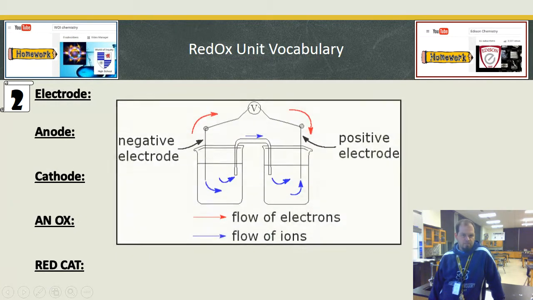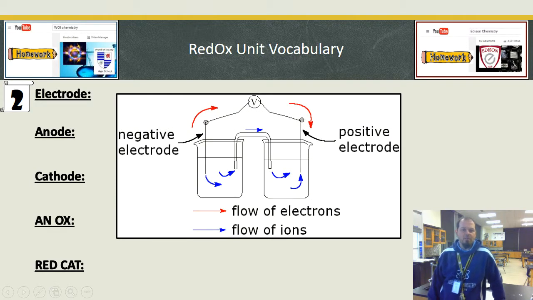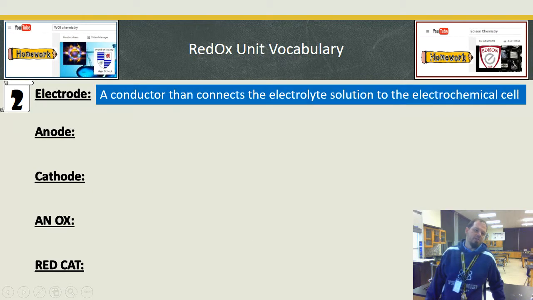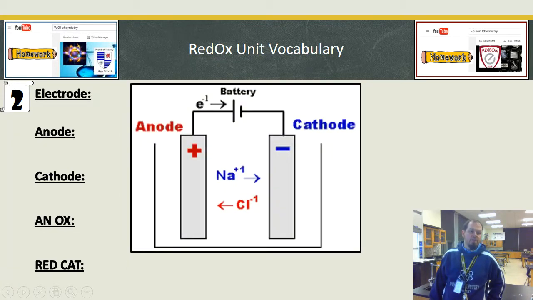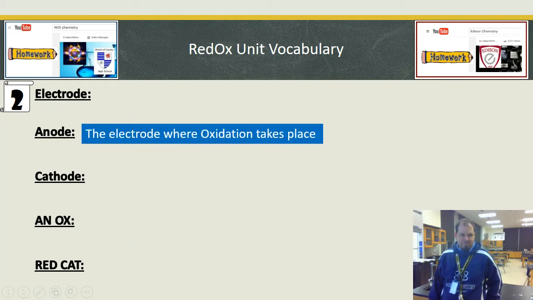Okay. The electrode. This is the metal piece that is going down into the solution. This is the conductor, generally metal, that conducts the electrolyte solution with the electrochemical cell. Then they have specific names. Anode is like anion, and cathode is like cation. Okay, so anode's positive. This is the electrode where the oxidation takes place. So you need to learn that, and this angry ox, red cat, is what's going to get us there.